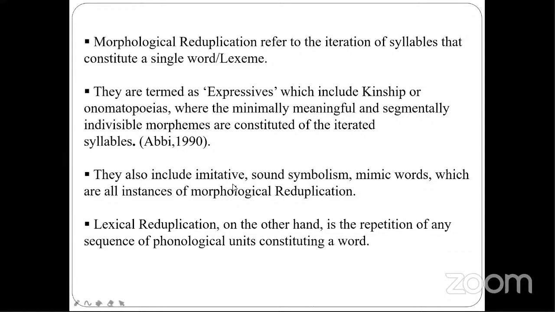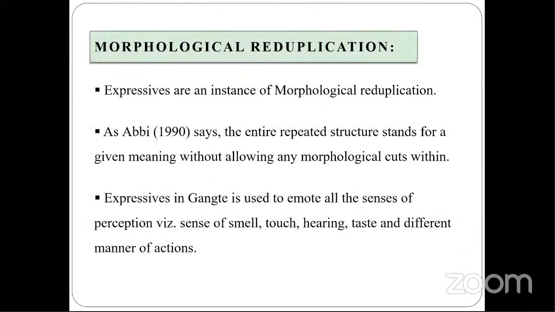They also include imitatives, sound symbolism, and mimic words, which are all instances of morphological reduplication. However, lexical reduplication, on the other hand, is the repetition of any sequence of phonological units constituting a word. In morphological reduplication, expressives are an instance where the entire repeated structure stands for a given meaning without allowing any morphological cuts within.